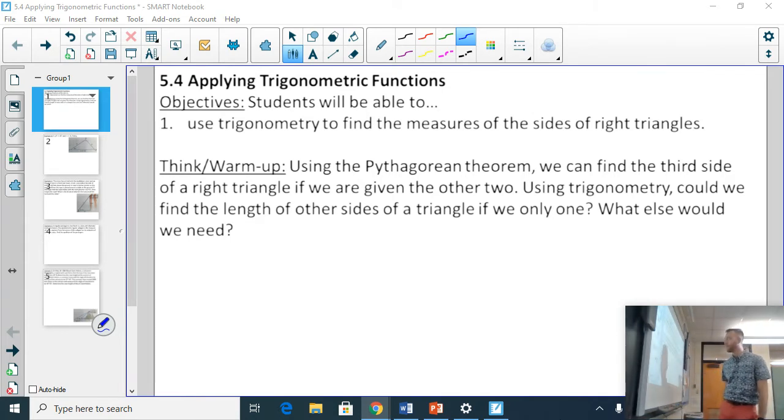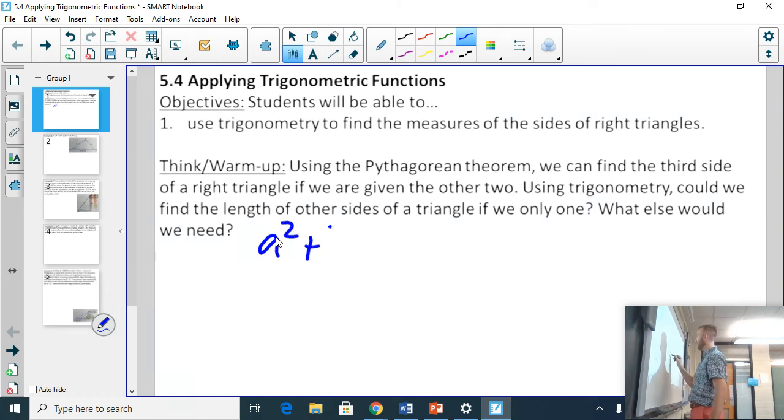And for a think/warm-up here, I have using the Pythagorean theorem, which remember is a squared plus b squared equals c squared, where c is the hypotenuse of a right triangle. We can find the third side of a right triangle if we are given the other two, right? So if we are given a and b, we can find c. If we're given b and c, we can find a, and so forth.